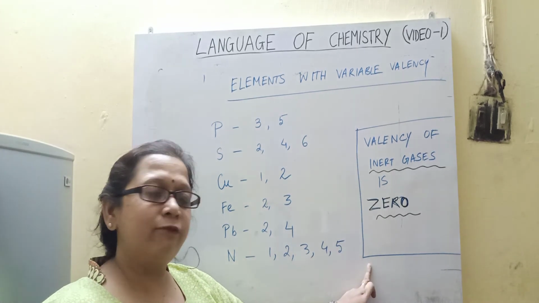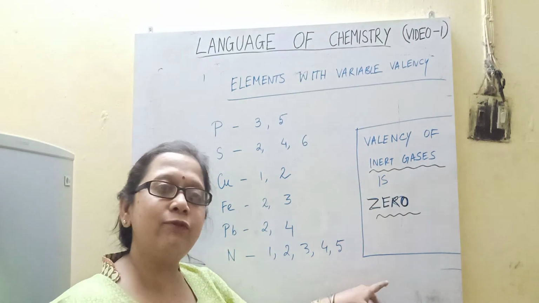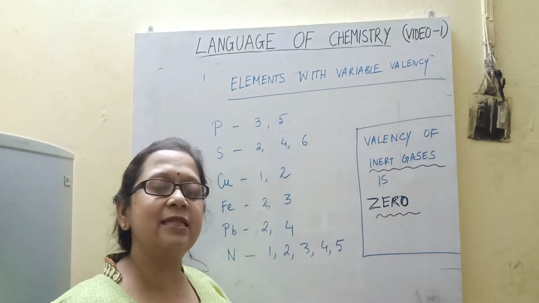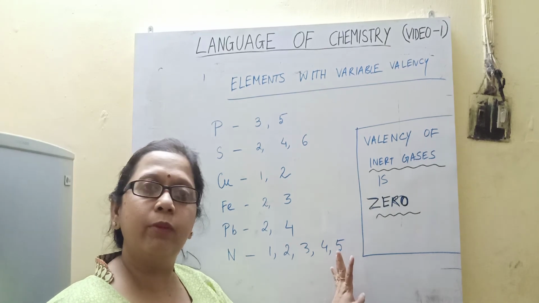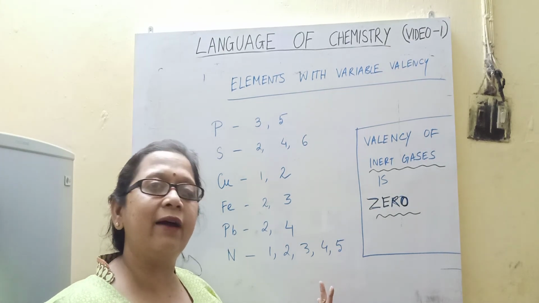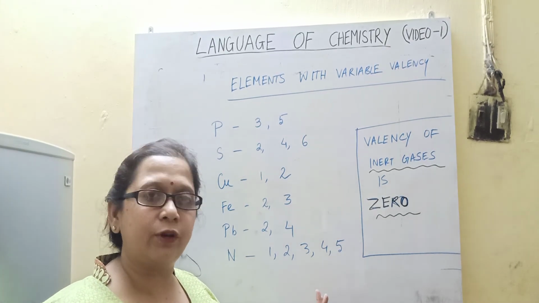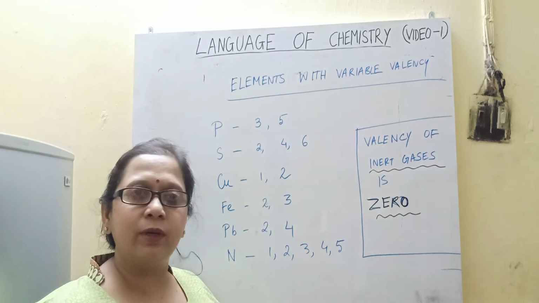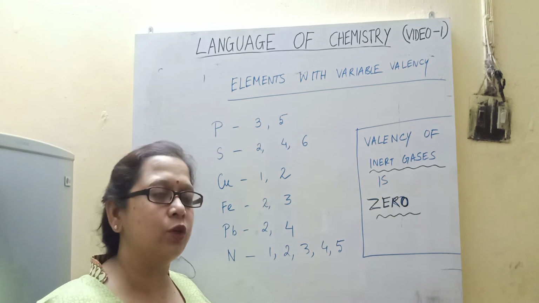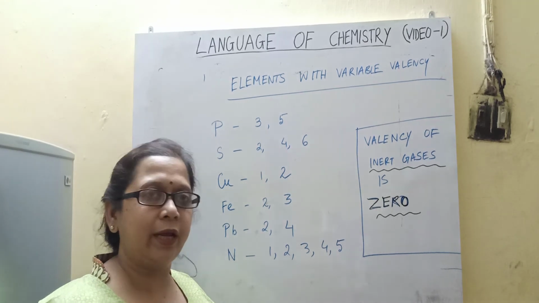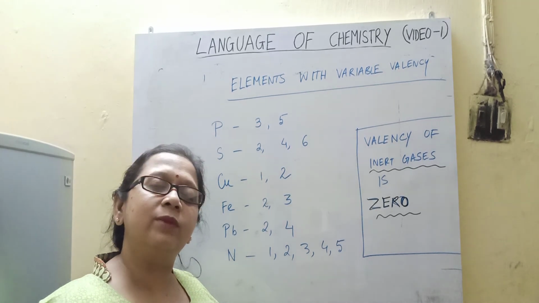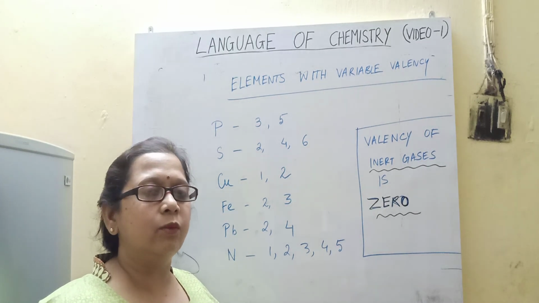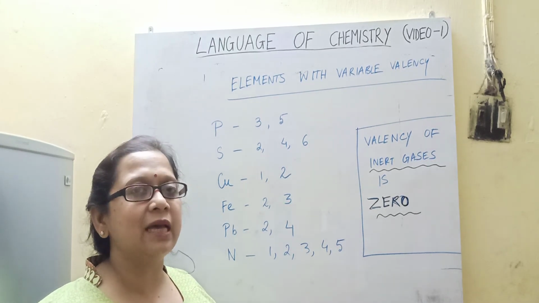Finally, we have to end this class by saying that inert gases have valency 0 because they already have a stable electronic configuration. Their outermost shell is filled. So they are already stable, and will neither lose, gain nor share electrons. From the next class we'll start to see how to write the molecular formula of elements and compounds.